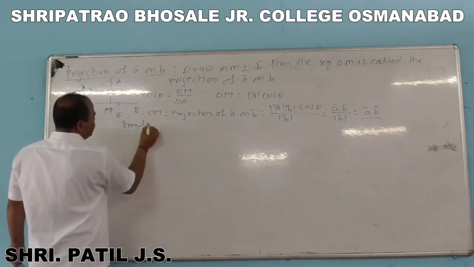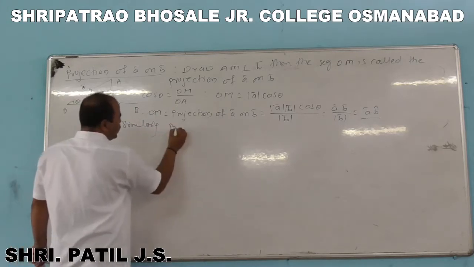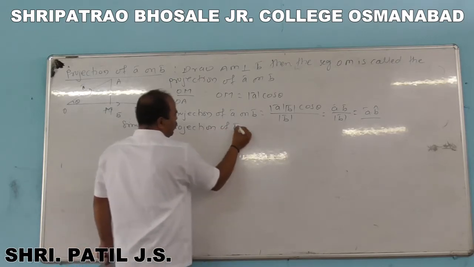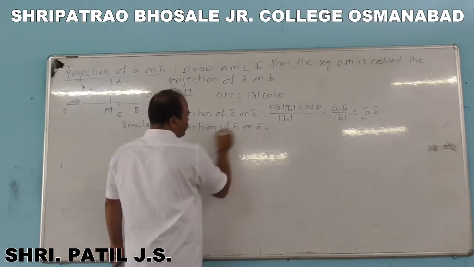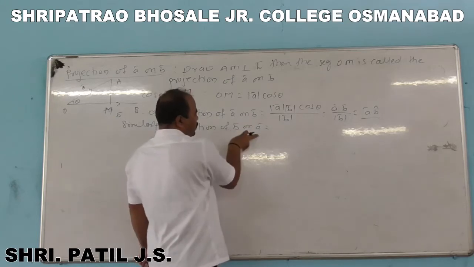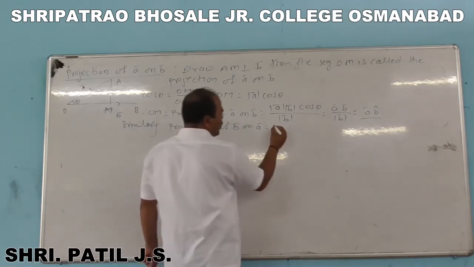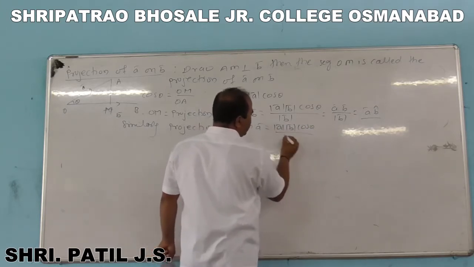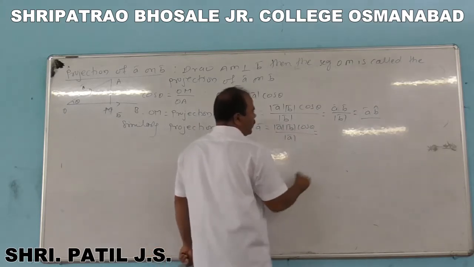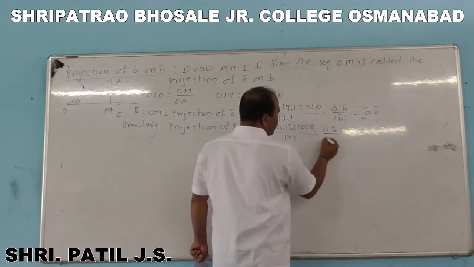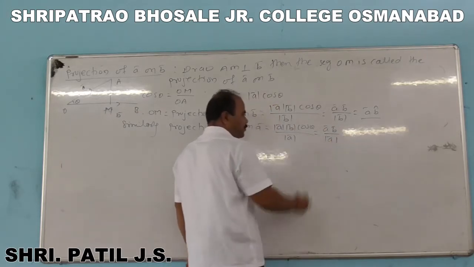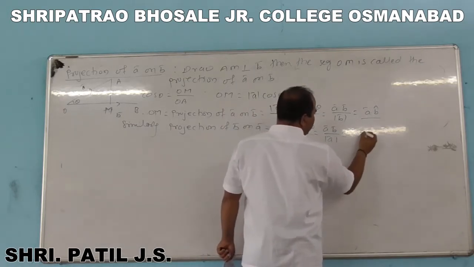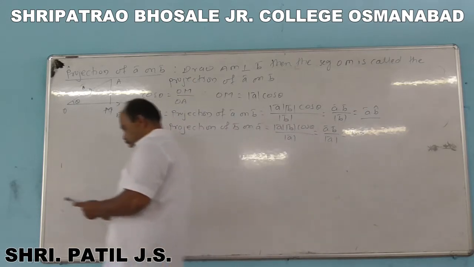Similarly, projection of B bar on A bar means mod of B bar into cos theta, divided by mod of A bar upon its magnitude, that means A bar dot B bar divided by mod of A bar. This is B bar dot A cap.